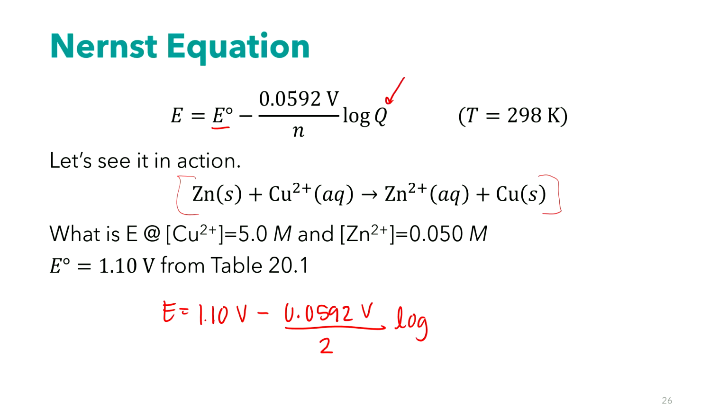Now let's remind ourselves, what is Q? It is the K expression, what we've been using all the way back from chapter 15. We don't include solids, right? We only include our aqueous species, so Q in this case is equal to the concentration of zinc 2 plus, our product, divided by the concentration of copper 2 plus. So I'm going to plug that in. 0.050 divided by 5.0.